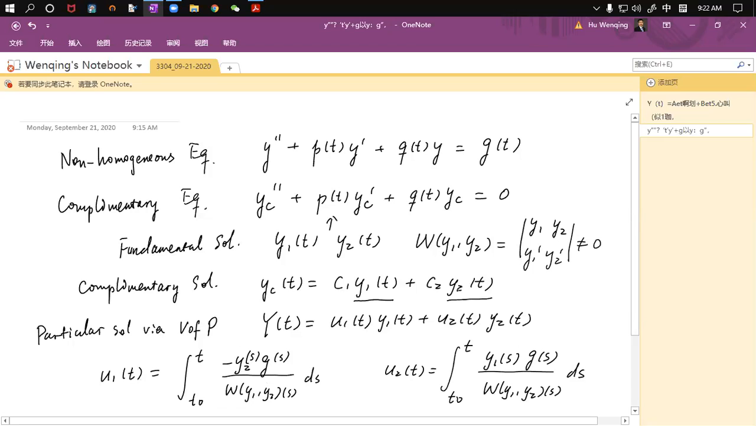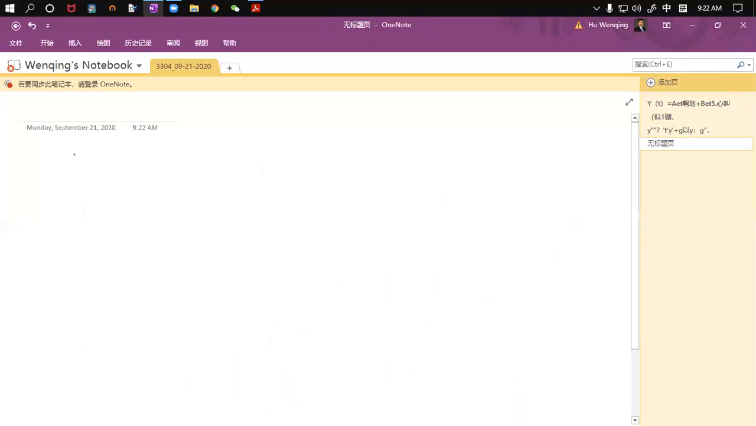So u1 corresponds to minus y2, and u2 corresponds to plus y1. So that's kind of the slogan. The slogan here is that u1 corresponds to minus y2, and u2 corresponds to plus y1.